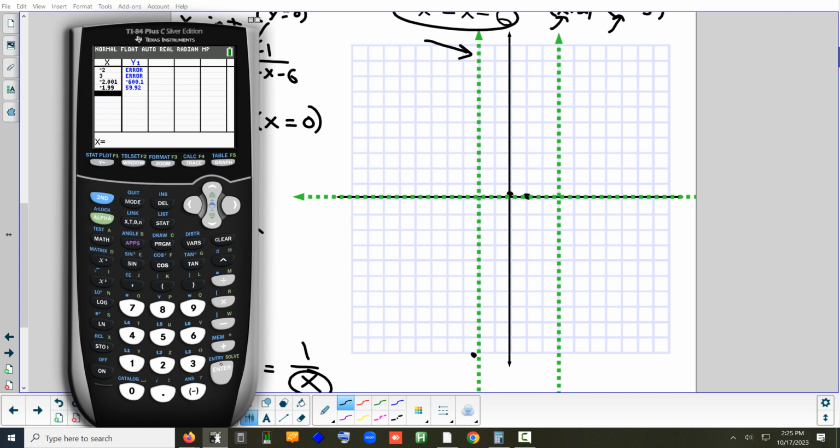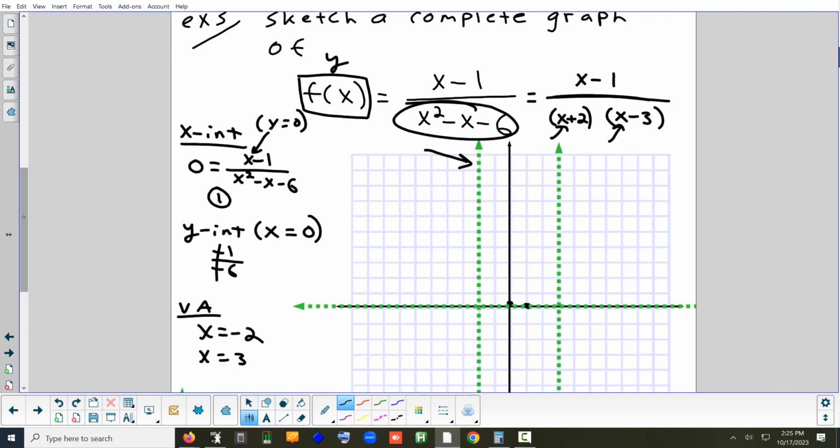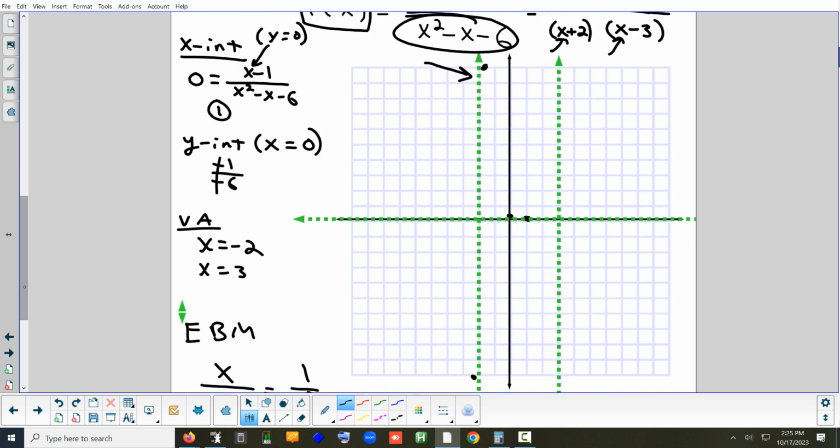When you plug in negative 1.99, you're way up at 60. Okay, so now you're way up here. You're always going to end up on one side being very low, and on the other side it's going to be up really high. Now let's do the same thing for this one.